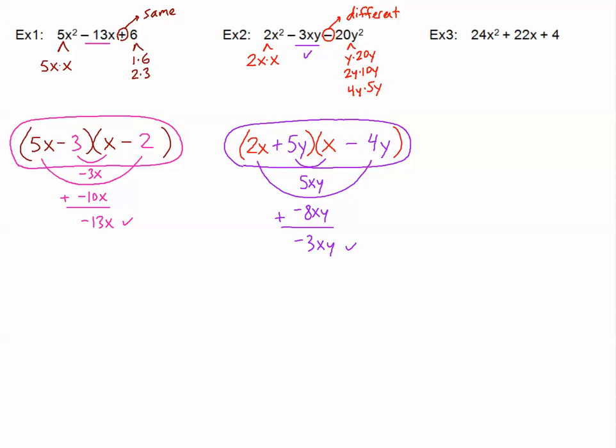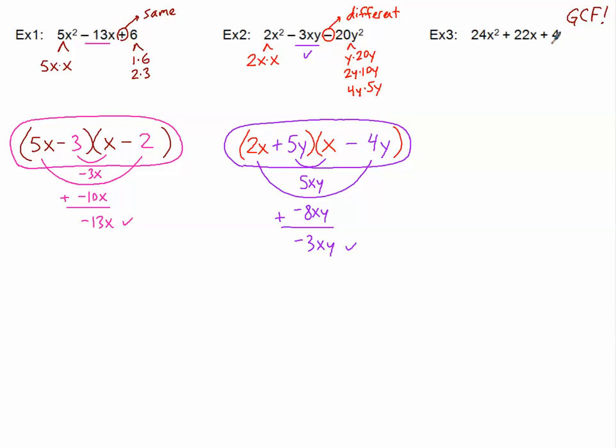Okay, let's look at our last example. Oh boy. 24, 22, and 4. Well, now wait a minute. Is something talking to you about this? These are all even numbers. This is a GCF. We got a GCF to begin with. You should always look for a GCF, especially if you have bigger numbers. It'll definitely simplify your life.